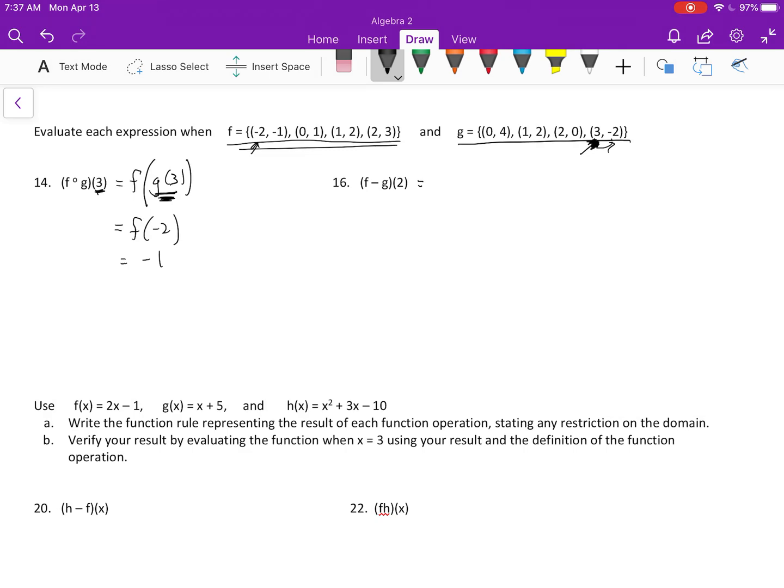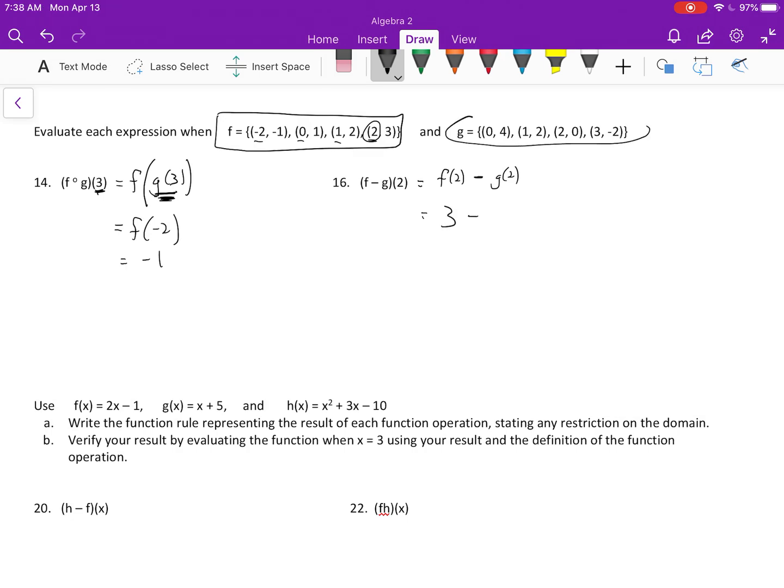So subtraction, addition, multiplication, and division would be similar in that you're just going to find f of 2 and g of 2. And in this case, you're going to subtract them. If it's addition, you would add them. If it's multiplication, you would multiply them. So I'm going to erase what I had here. So f of 2, we want to find f of 2. So we're looking at f. We're looking for 2 in a domain value. So there it is. So what's paired with 2 is 3.